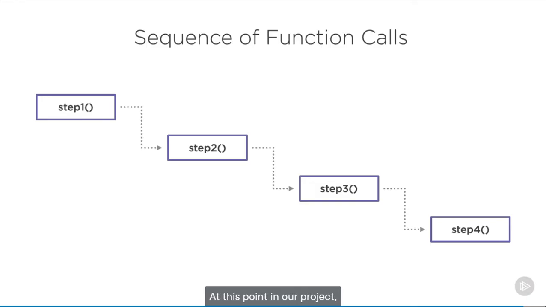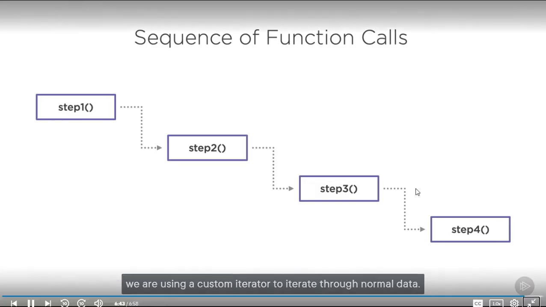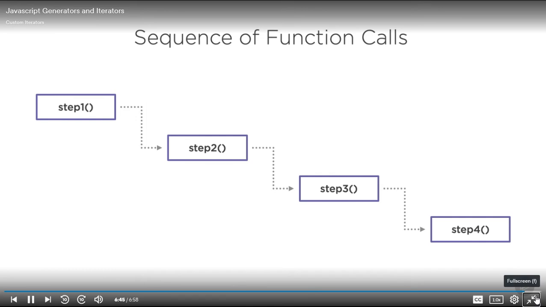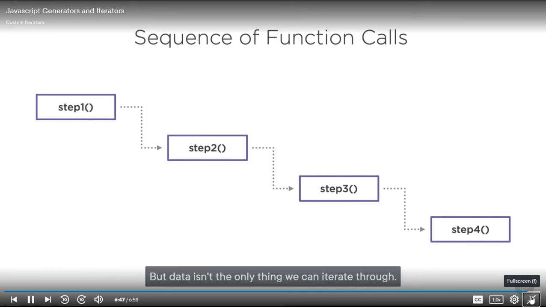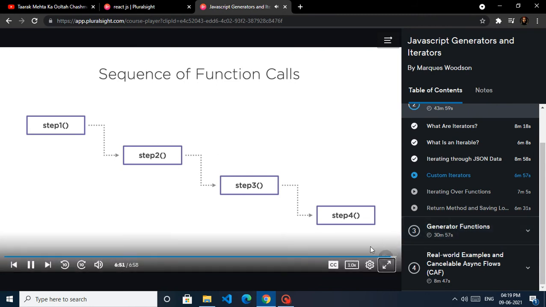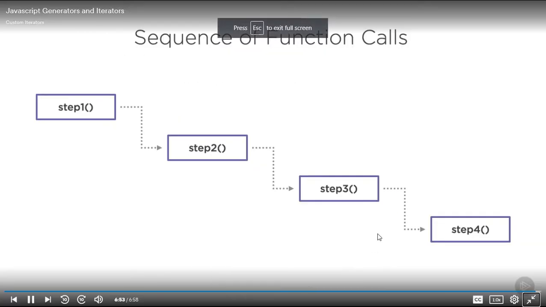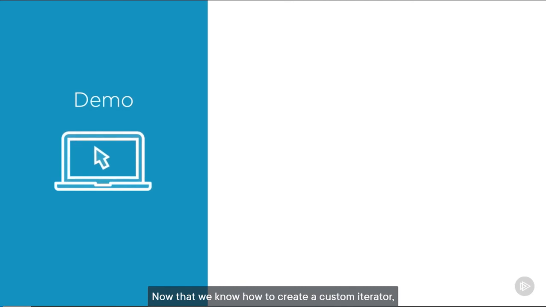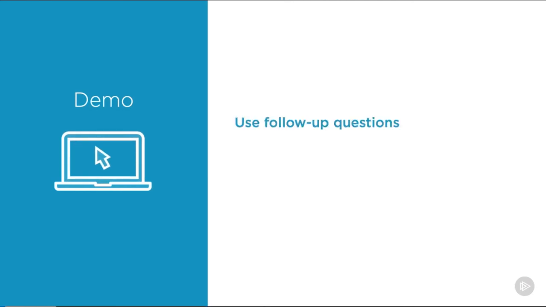At this point in our project, we are using a custom iterator to iterate through normal data. But data isn't the only thing we can iterate through. What if you had a sequence of methods? Could we use an iterator for that? The answer is yes. Yes, we can. Now that we know how to create a custom iterator, we should see what else we could do with it.